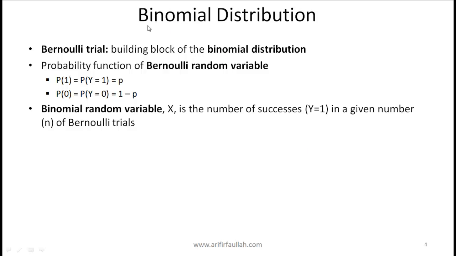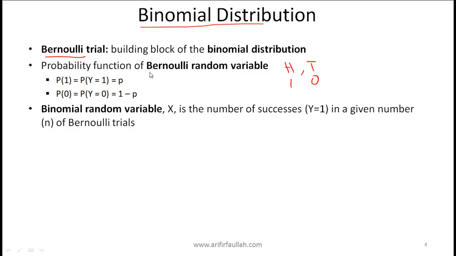Now let's talk about a binomial distribution. To understand a binomial distribution, we must first understand the concept of a Bernoulli trial, because this is the building block of the binomial distribution. So the simplest example of a Bernoulli trial is a coin toss. The possible outcomes would be heads or tails. Let's say that when we toss a coin, we define heads as our success, and we denote heads as 1 and tails as 0.